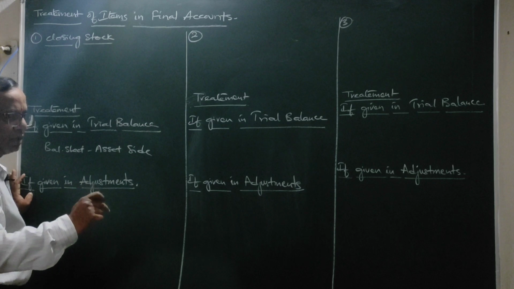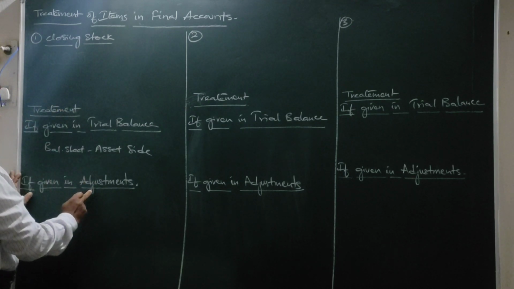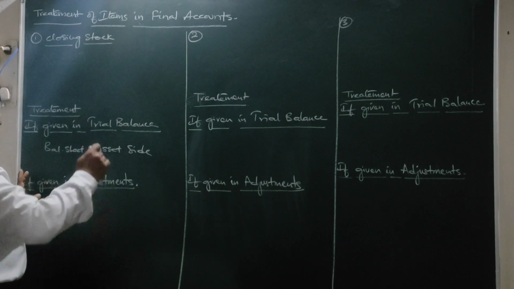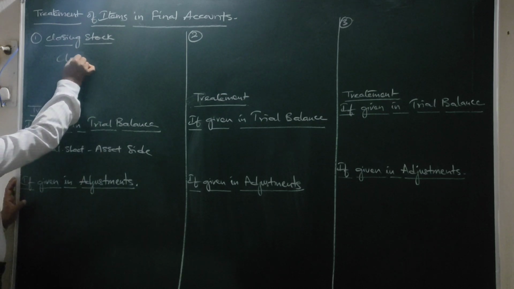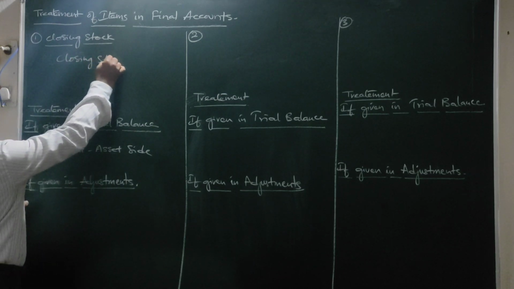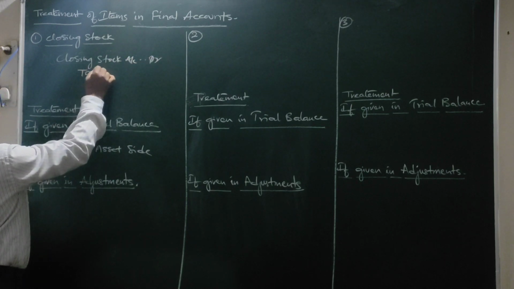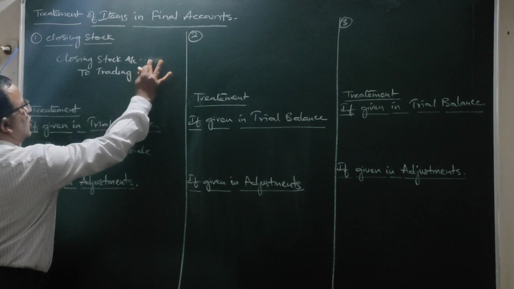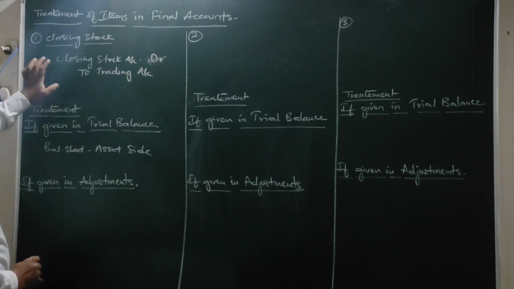If closing stock is given in the adjustments, we need to write an adjustment entry. What is the entry for closing stock if it is given in the adjustments? Adjustments means the items given below the trial balance. So the entry will be: closing stock account debit to trading account. That is the adjustment entry for closing stock.